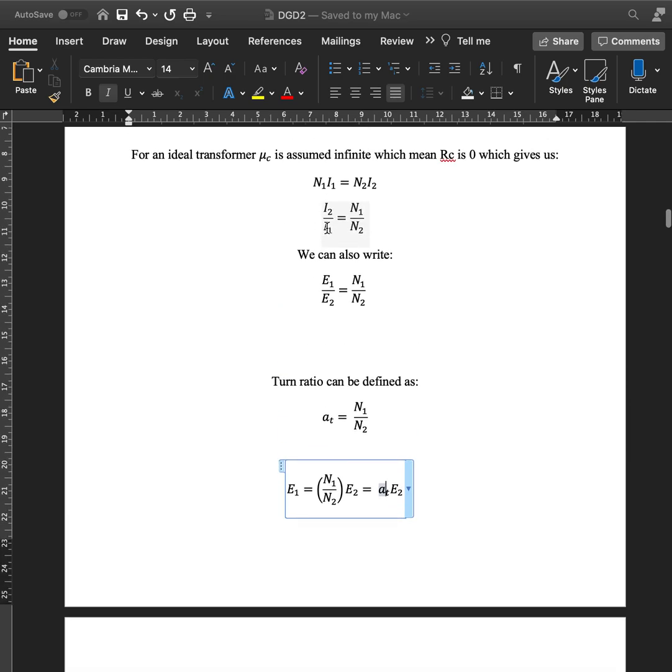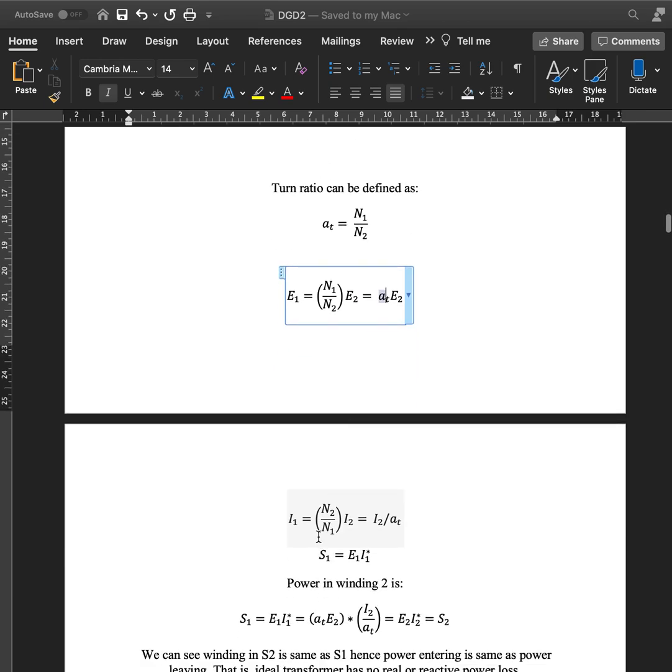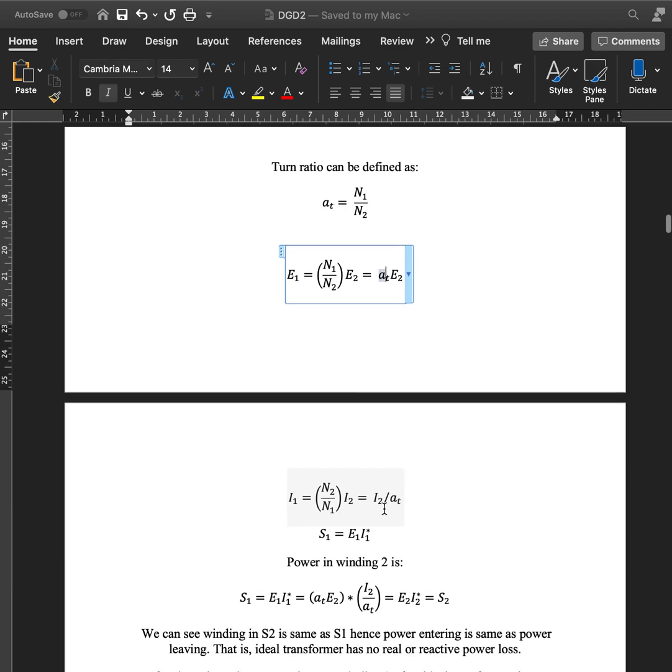Okay, we did it with I1 here. So I1 could be written as N2 over N1 times I2. Hence, we write I2 divided by the turn ratio. So you have to make sure, just for the current, you have to be a little careful there. It's I2 divided by the turn ratio, not multiplied.